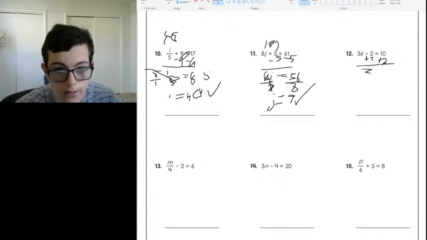Get 3k equals 12. Next, we'll divide by 3 to get k equals 4.